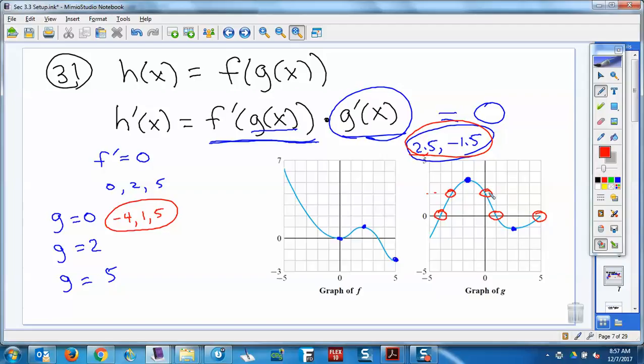There and there. So at 0 and negative 3. When is G 5? Never.